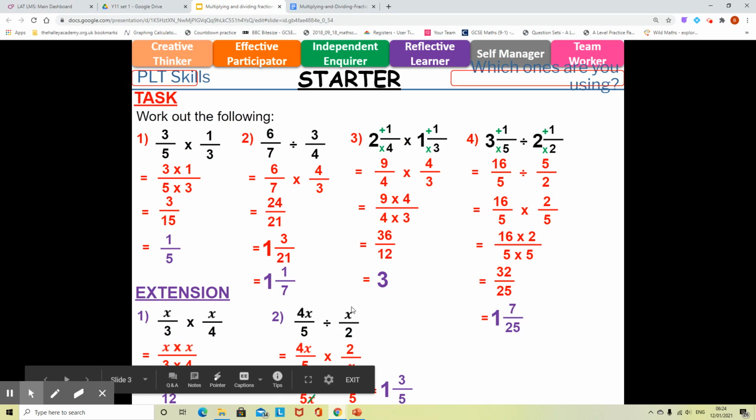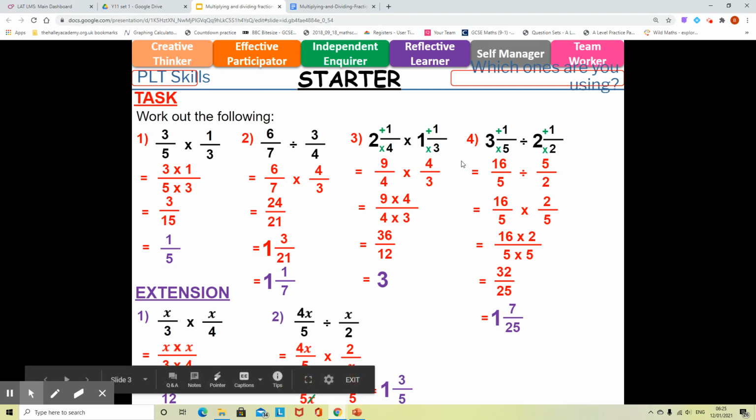4x over 5 divided by x over 2. And we use the similar concept of dividing fractions. 4x over 5 remains the same. Keep the fraction. Change the operation. The inverse of divide is multiplication, and flip the fraction, which is finding out the reciprocal of it, 2 over x, and then they are multiplied together.